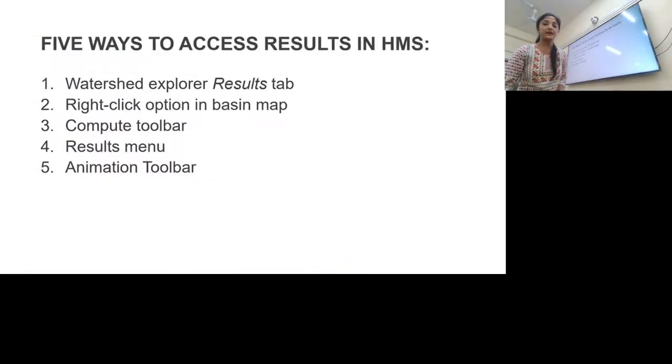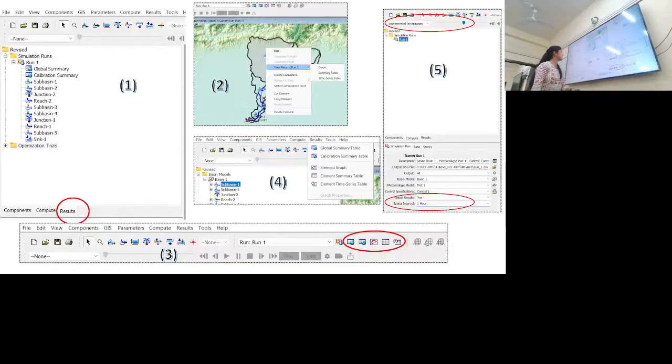Then there are different ways to access results. Results tab is there. Then these are the options. First one is this interface: when you create all the components, you will get the result button here. From the result button, you can visualize the result. Then the second option is you have this GIS interface. You click on any watershed, right click, and then you can get the view results option.